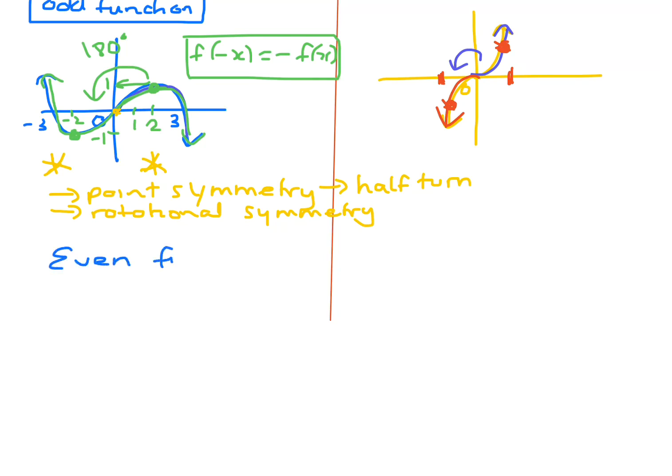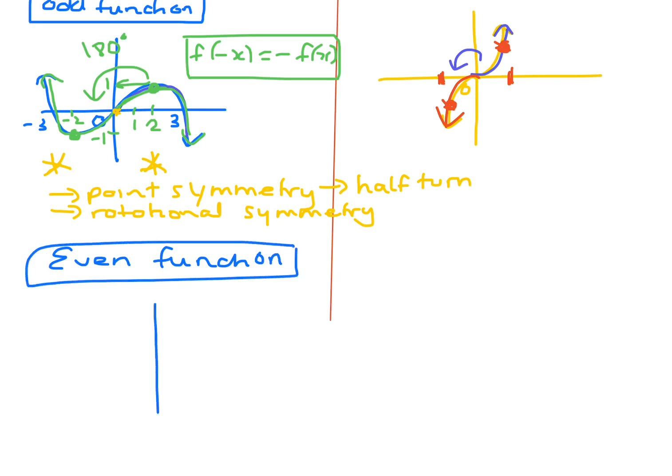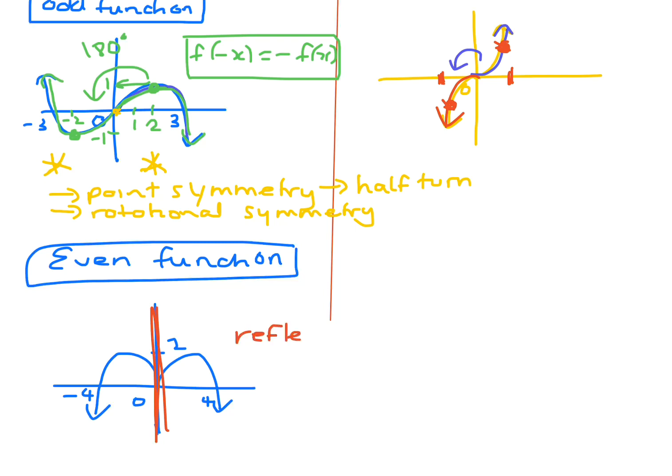So if we look at what an even function is, basically with an even function, it has what's called line symmetry. So whatever I have on this side, it would have to be exactly the same on that side. So say that was 4, that would be minus 4. So they both go up to 2. So it is a reflection in the y-axis. So it reflects in the y-axis.